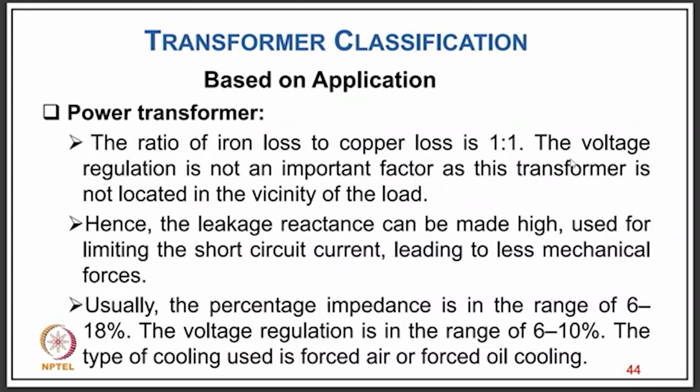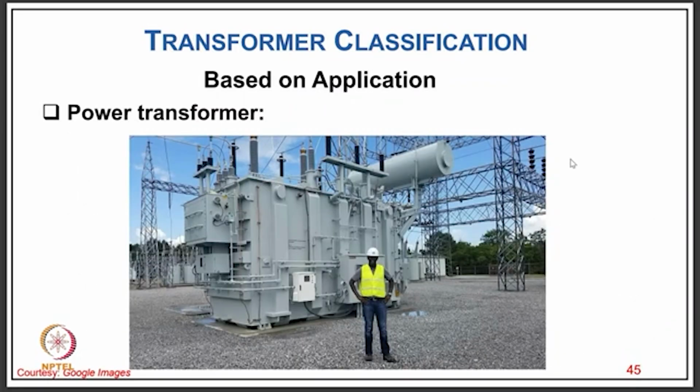The voltage regulation is not an important factor, as this transformer is not located in the vicinity of the load, and the leakage reactance can be made high, used for limiting the short circuit current as well as the electromagnetic forces under short circuit fault, leading to less mechanical forces. Usually the percentage impedance is in the range of 6 to 18%, voltage regulation is in the range of 6 to 10%, and the type of cooling used is forced air or forced oil cooling. In this typical photograph of a power transformer you can see, because the rating is substantially high.